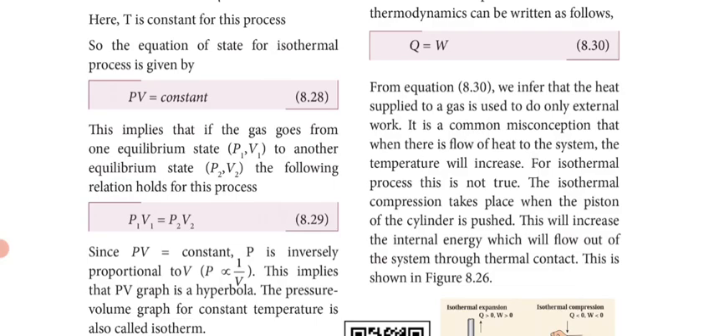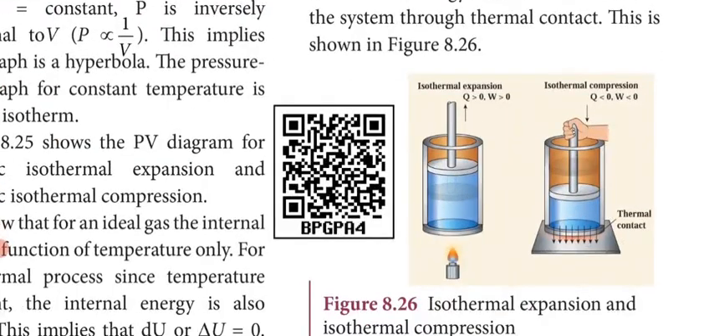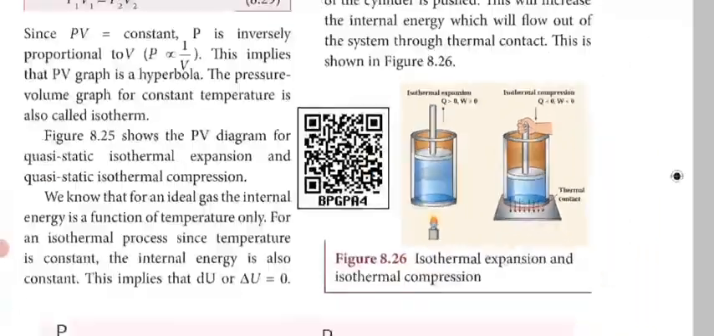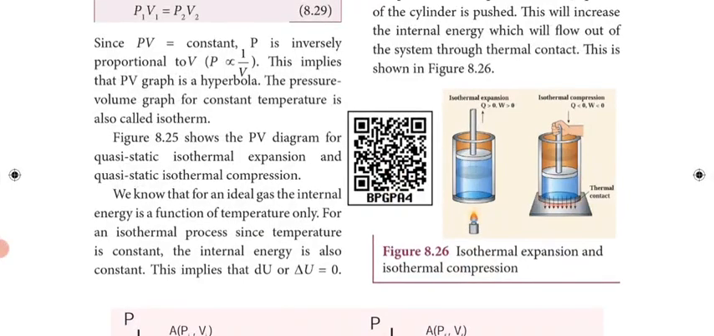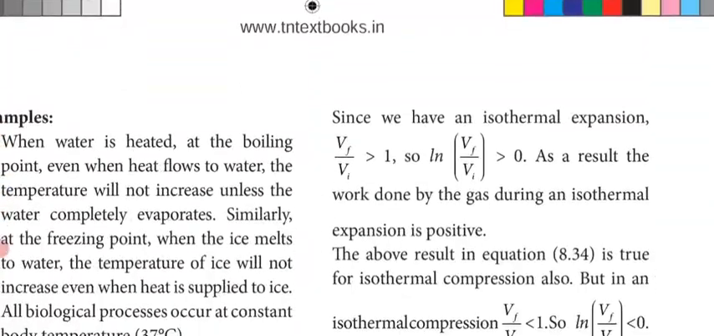The isothermal compression takes place when the piston of the cylinder is pushed. This will increase the internal energy, which will flow out of the system through thermal contact. That will be given in these diagrams, showing what happens when the piston is moved or fixed. That will be clearly given here.